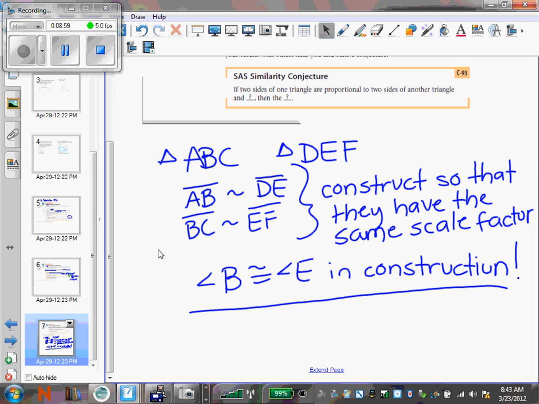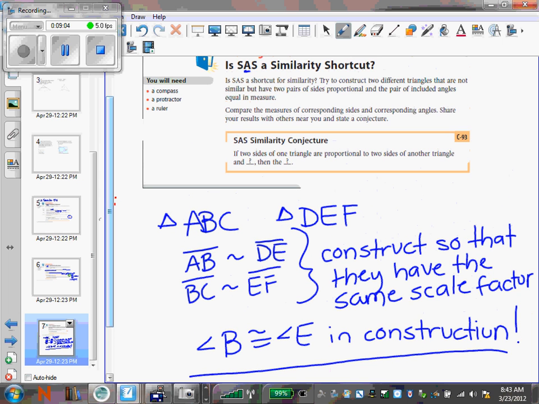After you've done that, I want you to compare the measures of the corresponding sides and corresponding angles and see if the 2 triangles are similar. Are all 3 sides in the same scale factor and all 3 angles, just from starting with 2 proportional sides and an included congruent angle? That's the question. When you've done that, you can put conjecture 93 into your notes, fill in what you think is true, and again, we'll check it in class tomorrow to see if your conjecture is right.